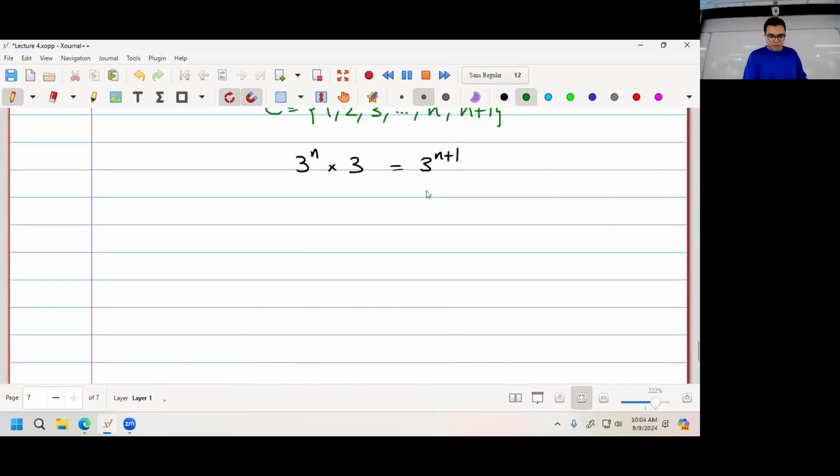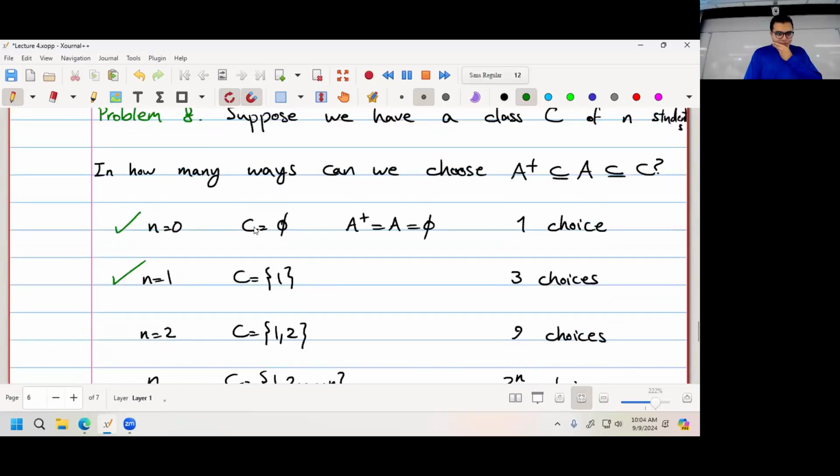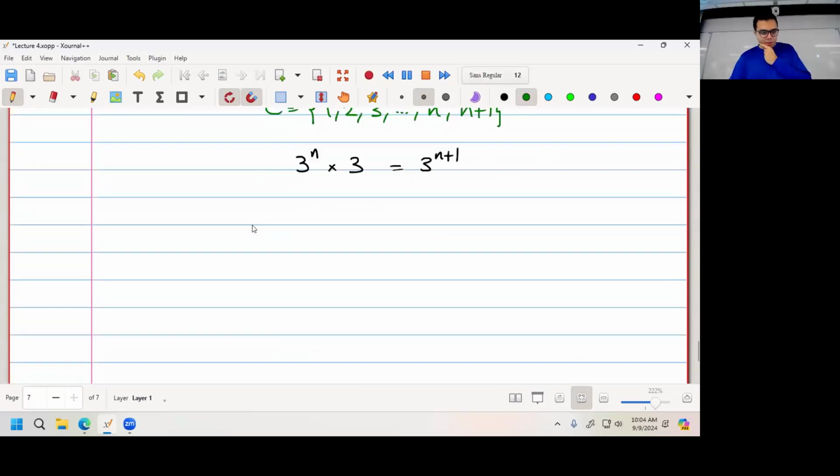Now, let's do some more interesting stuff. This is problem 8. Let's do problem 9. So we want to play a game, and this is a 2-player game. Here are the rules. I write 2 numbers on the board. So let's say 12 and 20.